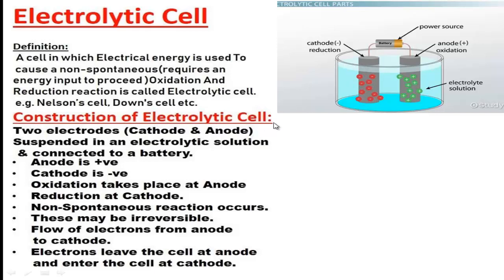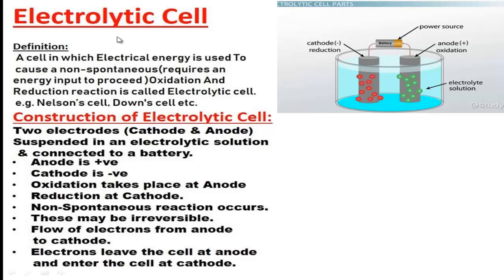Now, construction of electrolytic cell. Two electrodes, cathode and anode, are suspended in an electrolytic solution and connected to a battery. Follow here. Here also you have to use one electrolytic solution or electrolyte. Electrolyte, what is electrolyte? You know from the previous lecture. Electrolyte is one kind of solution of ionic compound or polar covalent compound through which electricity can be passed. That means the solution which allows electricity to pass.